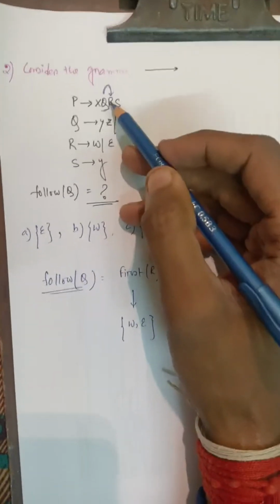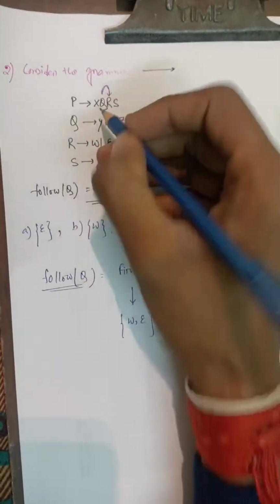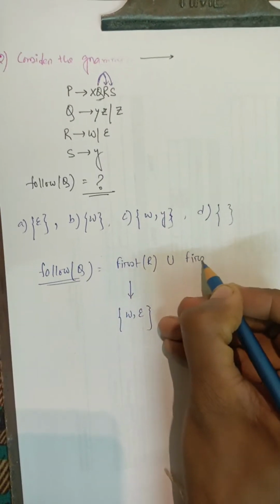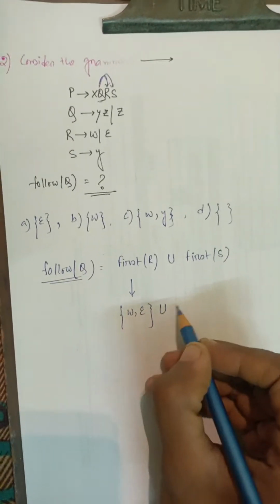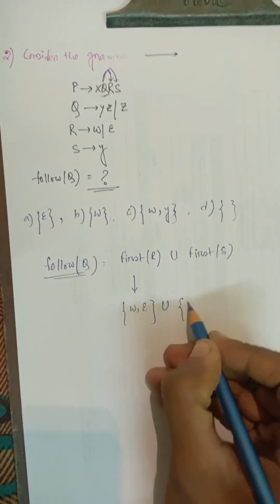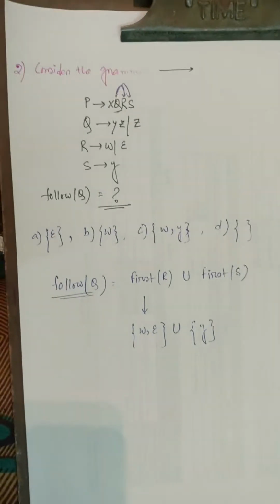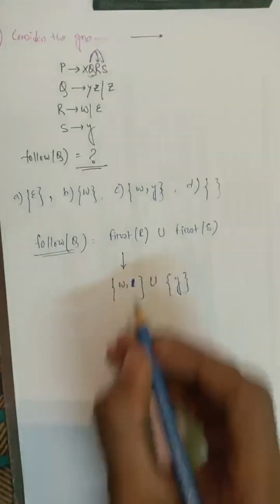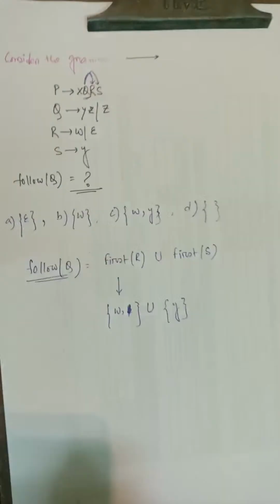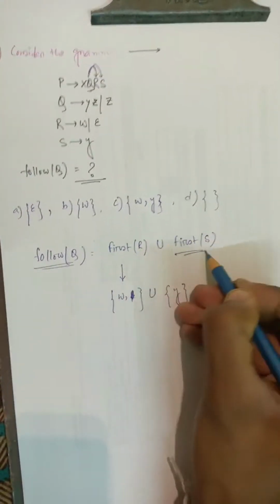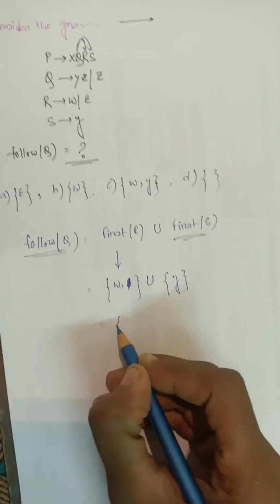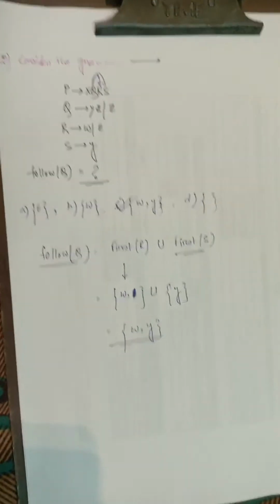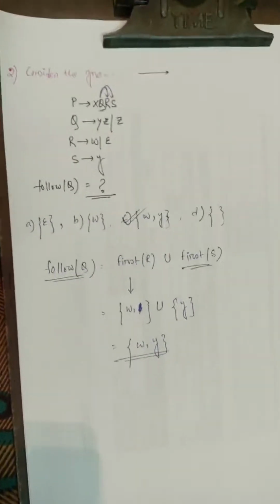If we put W, then S. If we put epsilon here, then follow of Q also includes first of S, so we take the union with the first of S. First of S is equal to Y. Epsilon we can cancel out, because only if epsilon is put do we get the first of S. So follow of Q is equal to W and Y. The correct answer is option C. This is an easy question.